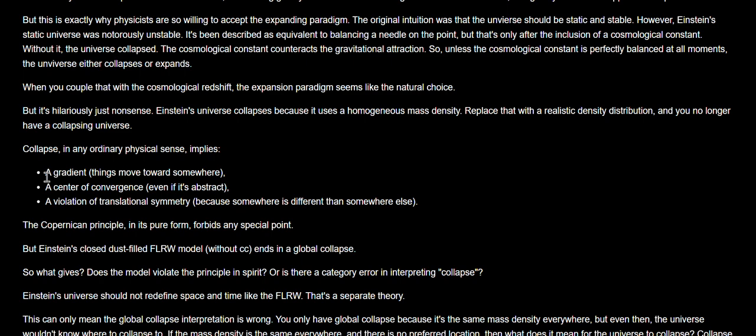All of this nonsense led to the FLRW. They're like, oh, well, if the universe is either collapsing or expanding, because Einstein, to prevent it from collapsing, used a cosmological constant. And the cosmological constant is just another nonsensical term added in because you would expect the universe to be stable.